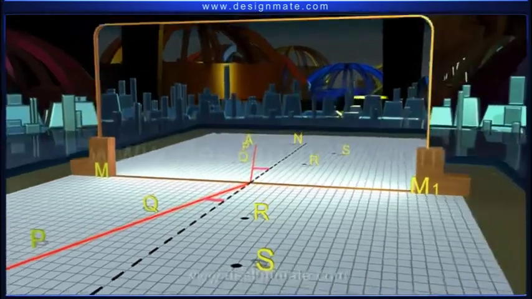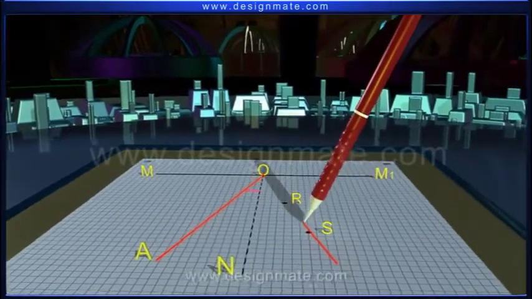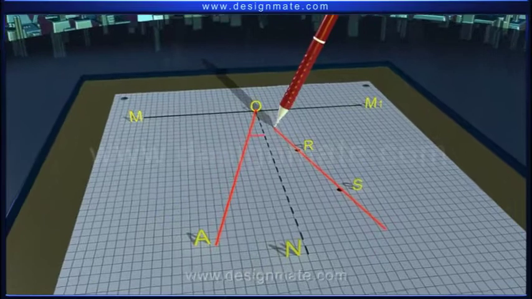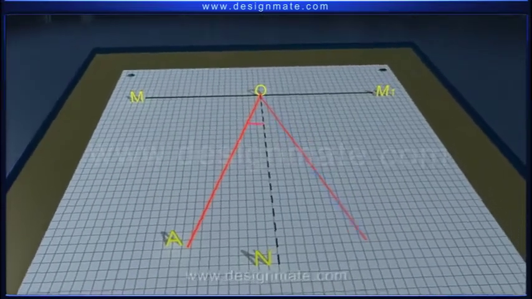Remove all the pins and the plane mirror from the board. Draw a line joining the points R and S, extend it to line MM1 in such a manner that it meets at point O. Now ray OS is the reflected ray.